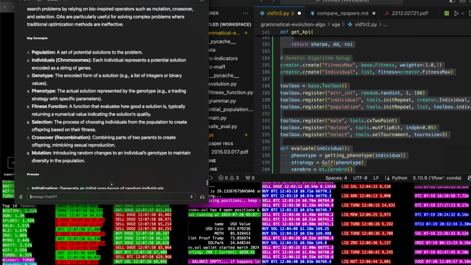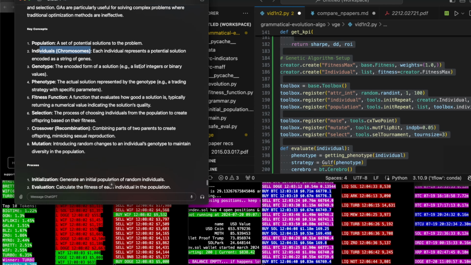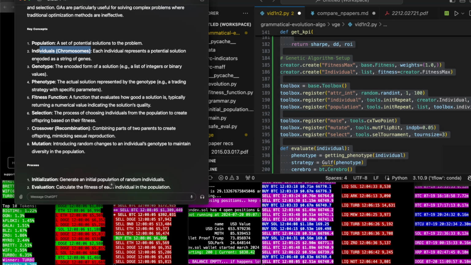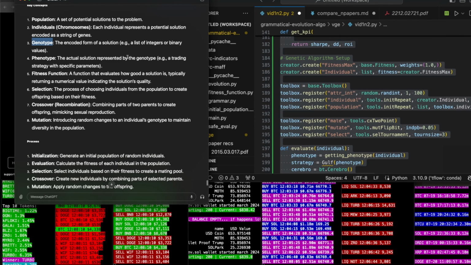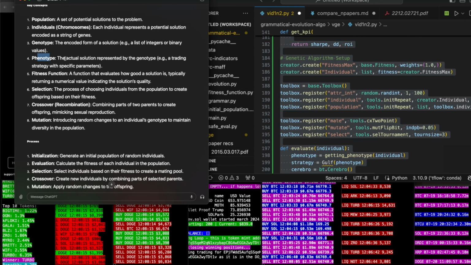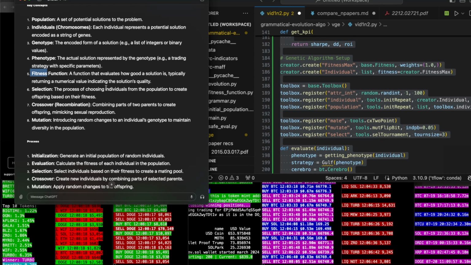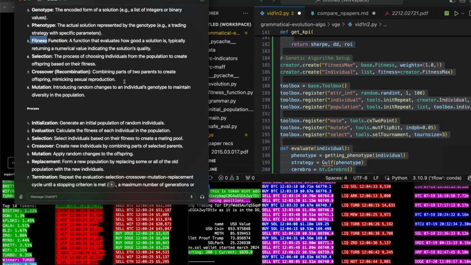So the population is a set of solutions to the problem. The individual chromosomes: each individual represents a potential solution encoded as a string of genes. Genotype, the encoded form of a solution. Phenotype, the actual solution represented by the genotype. Fitness function, a function that evaluates how good a solution is, typically returning a numerical value indicating the solution's quality.